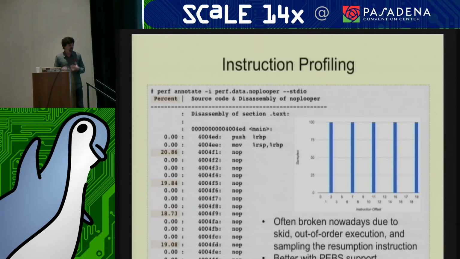This is why more recently Intel has come up with things like PEBS support, which Linux supports, so that you can get precise event-based sampling.